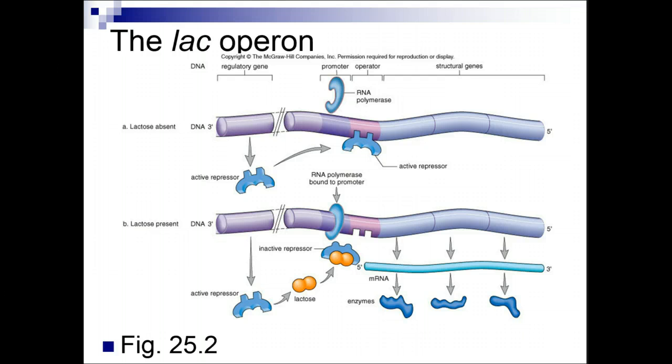So basically what happens in the Lac Operon, if lactose is absent, there's no need to make genes for breaking down lactose.